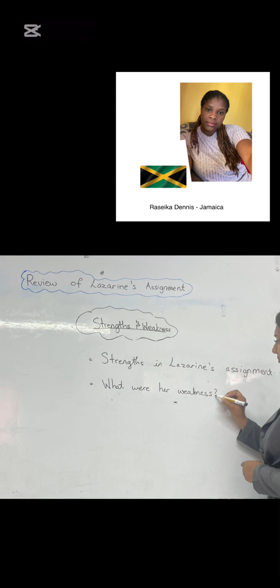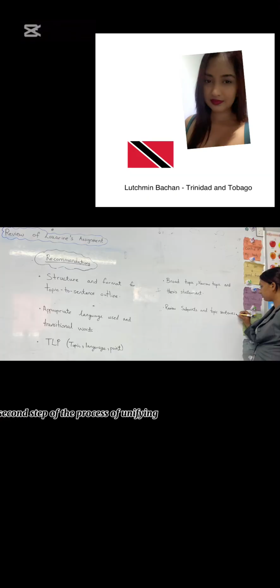You said in subpoint two that strengthening regional tourism is the second step of the process of unifying the Caribbean. So, what is step one? What is the first step? And what is the third step, since you're focusing on three steps for this assignment?